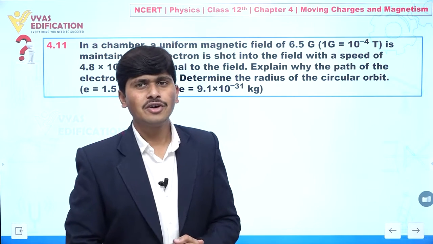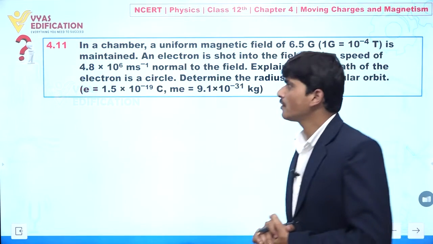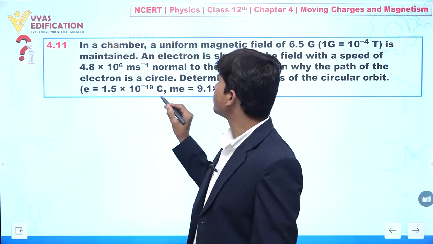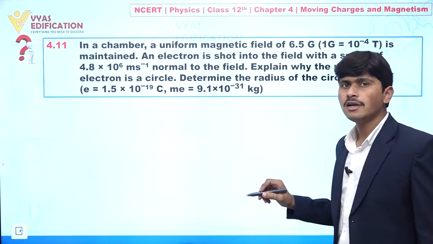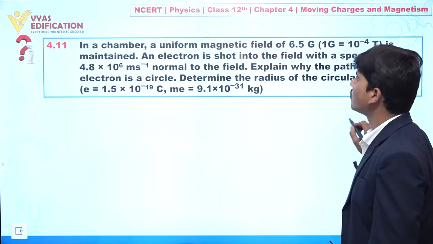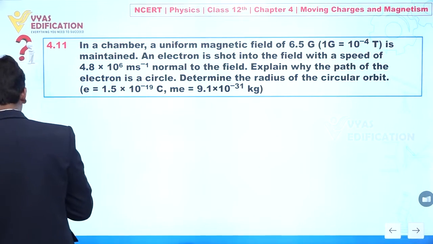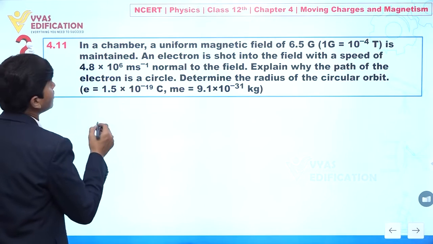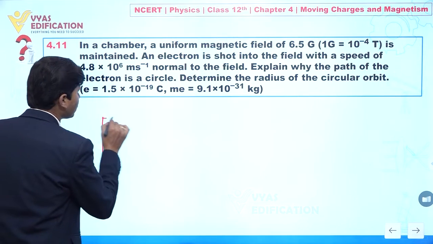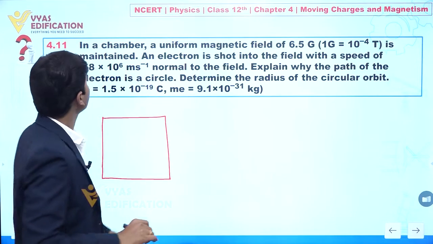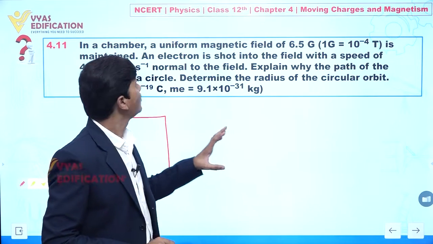Now dear student, we are going to discuss question number 4.11, and in this question it is given that in a chamber a uniform magnetic field of 6.5 Gauss is maintained. Let's suppose I am denoting the chamber like this. So this is a chamber and a uniform magnetic field is maintained.